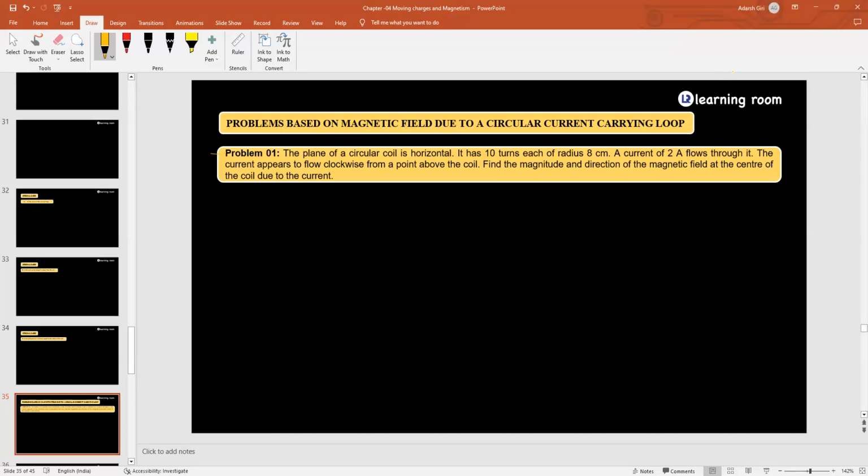Right. So the first question says that the plane of a circular coil is horizontal. It has 10 turns, each of radius 8 centimeter, and a current of 2 ampere flows through it. The current appears to flow clockwise from a point above the coil. Then you have to find the magnitude and direction of the magnetic field at the center of the coil due to the current. So you try this question first, and then I'd like to answer it at the other side if you solve it. Otherwise, I'll be solving it if you're not able to solve this. Okay?